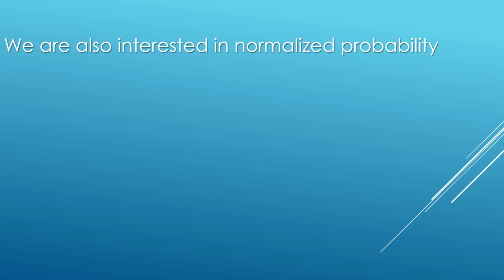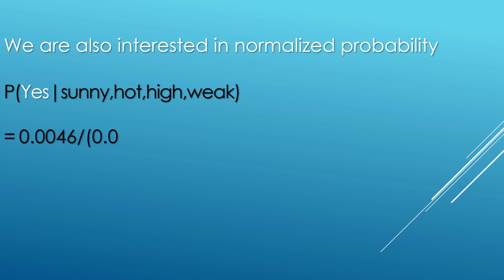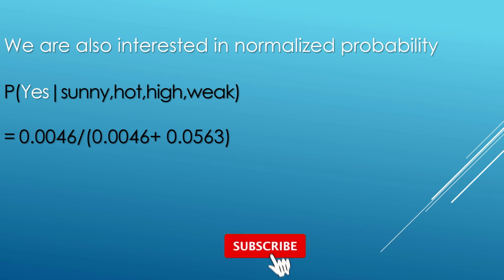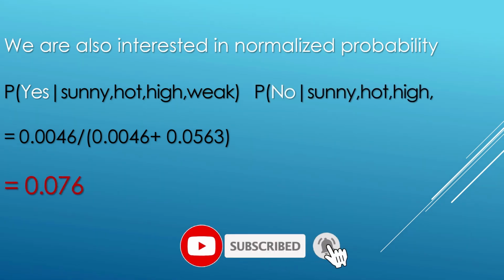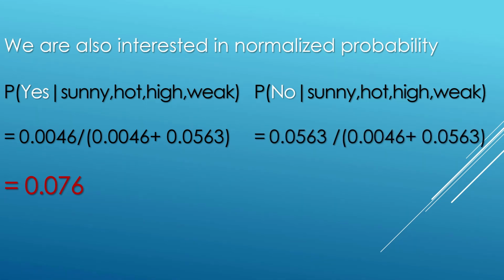Now sometimes we are also interested in normalizing this probability, because these are not actually probabilities, they are numbers. So how do we do that? It's very simple. For probability of yes given sunny, hot, high, weak, we have these two numbers. You will just add them and divide by each one of them. So 0.0046 divided by 0.0046 plus 0.0563, we get 0.076. Now P no given sunny, hot, high, weak is 0.0563 divided by the sum of both the terms, which is 0.924. If you sum these 0.076 and 0.924, they should be equal to 1, because these are probabilities. So now they are probabilities.